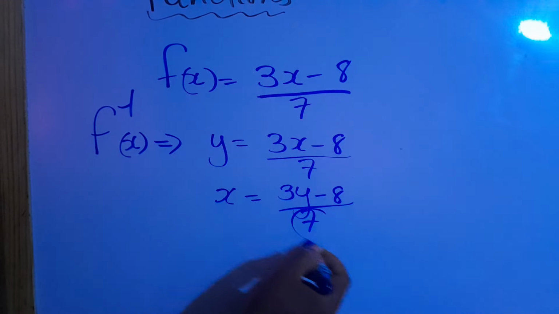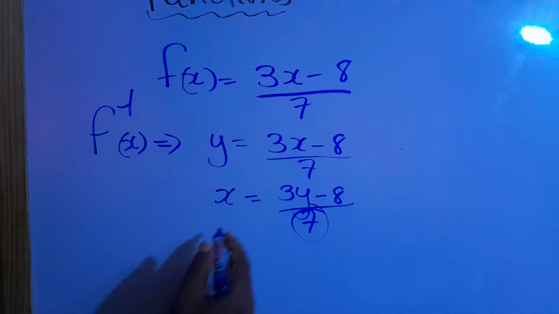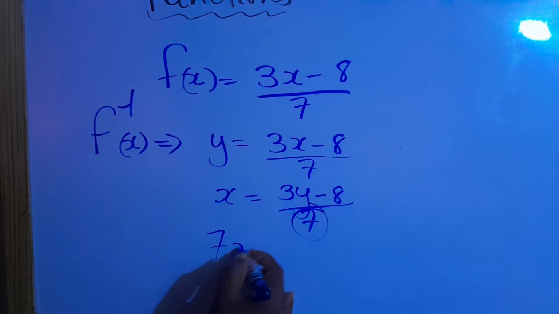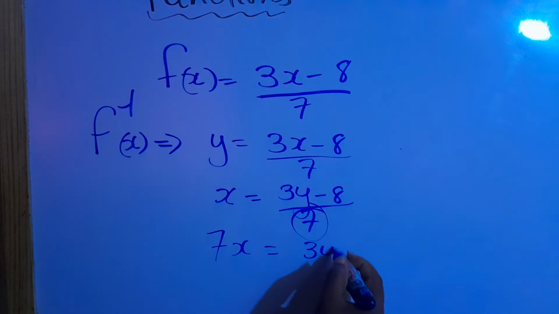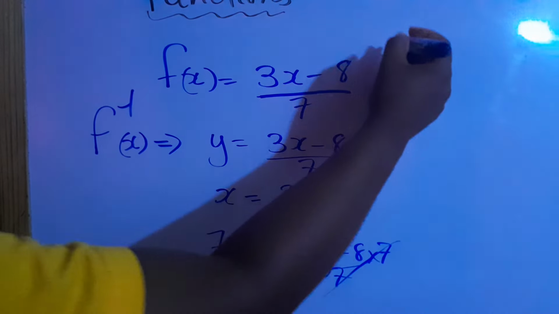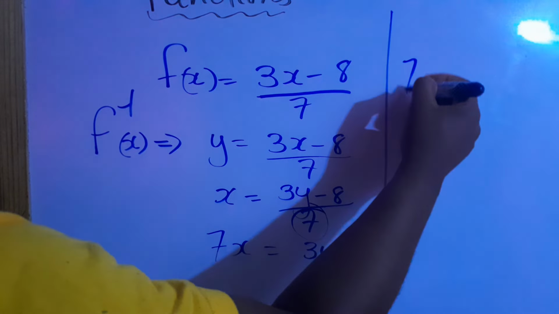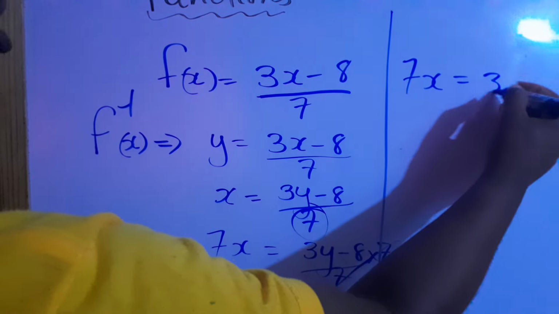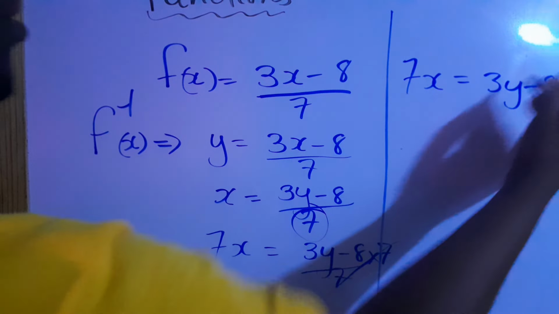And then from here, we solve for y. So we're going to get rid of this 7. Now we are dividing by 7, so we multiply by 7. So we multiply both sides by the 7. So you see, we get rid of the 7. So now we are left with this: 7x is equal to 3y minus 8.